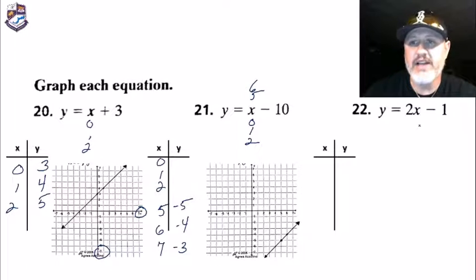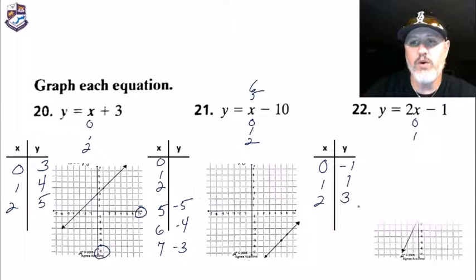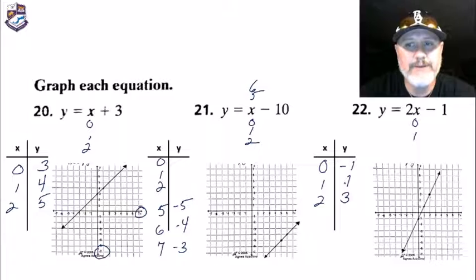All right, and the last one, I'm going to substitute 0, 1, 2. 2 times 0 is 0, minus 1 is negative 1. If I substitute 1, 2 times 1 is 2, minus 1 is 1. And 2 times 2 is 4, minus 1 is 3. So that's what that graph looks like. All right. And again, if I'm going fast, pause it, check it. All right, next 3.